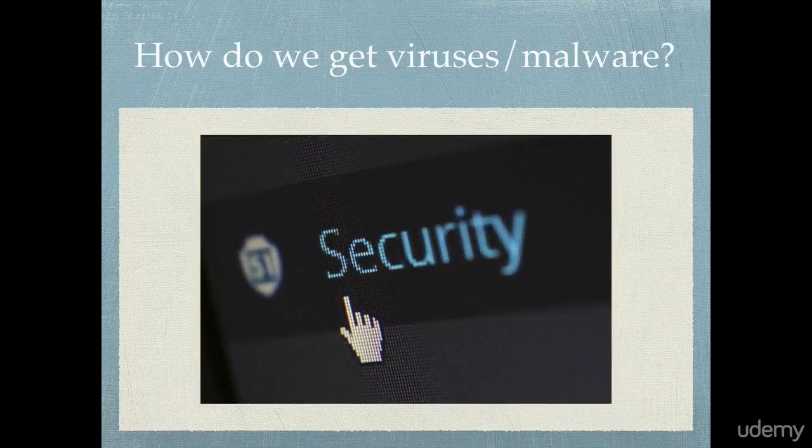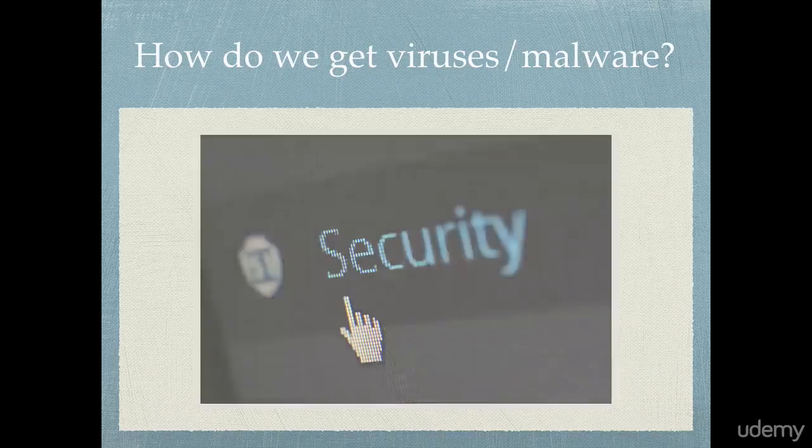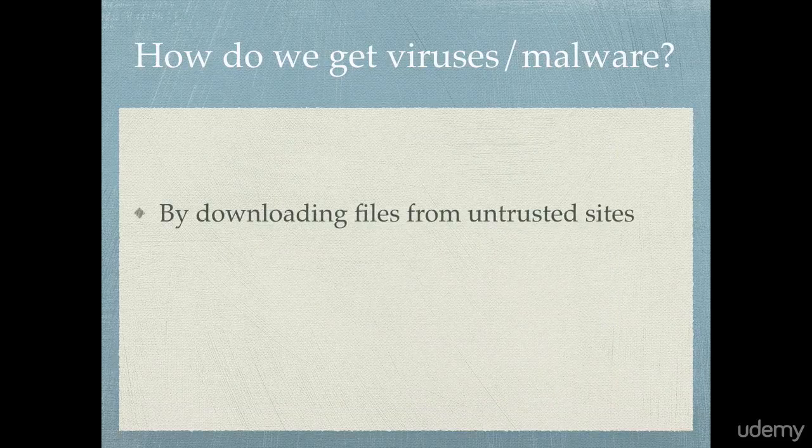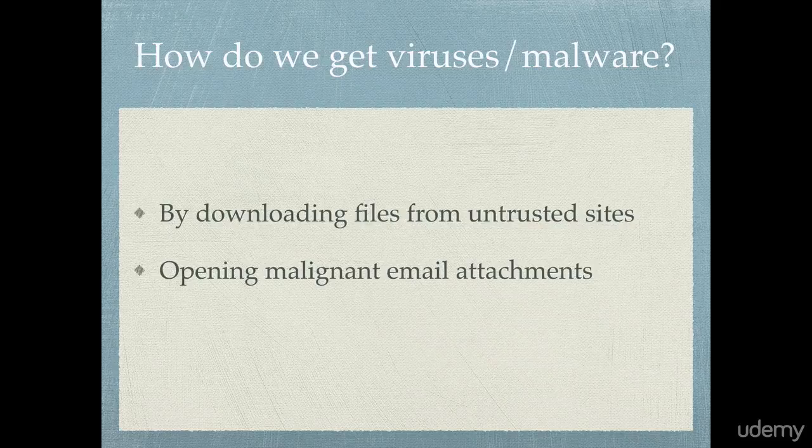How do we even get viruses or malware? How does that happen? One way is by downloading files from untrusted sites. If you download a file from a website that isn't reputable, sometimes people use that as a way to get viruses onto your computer. Why they do it? Either to steal your information or just to create chaos. I don't know. Another one is by opening malicious email attachments. If you get an email from someone you don't recognize and it has an attachment saying, "please open, urgent," yeah, don't open it. That's another way people get viruses and malware onto your computer.